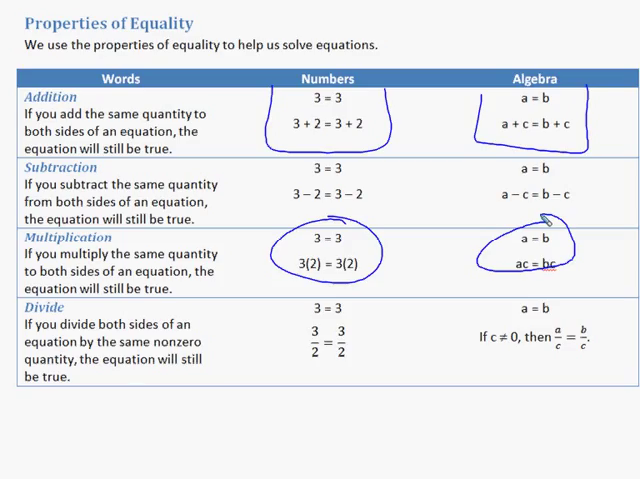Dividing really is very similar to multiplication, because multiplying and dividing are inverses, so they have pretty much the same rule. You just have to be careful, because we can't divide by 0, so you have to divide by the same non-zero quantity. So all of these together are basically saying what you do to one side of an equation, you must do to the other side of the equation. We have to keep those equations balanced.